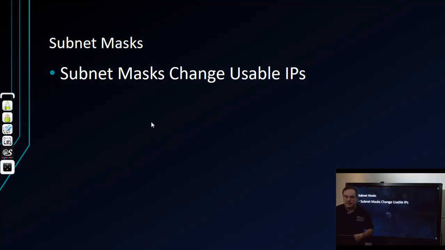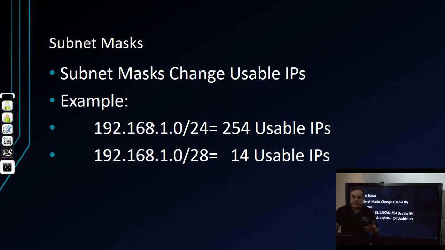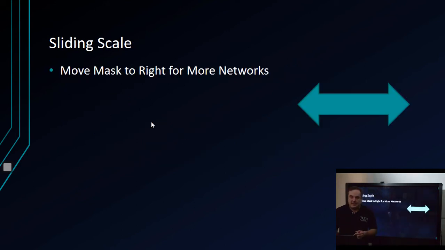Subnet masks change the amount of usable IPs in a subnet. So let's take a look at an example. We've got 192.168.1.0/24, just like we had in our last slide, and that's 254 usable IP addresses. However, all we have to do is change the subnet mask from a /24, which gives us 8 bits of usable hosts, to /28, which of course gives us 4 bits of usable hosts. And that completely changes the number of usable IP addresses that we can use for hosts in our network.